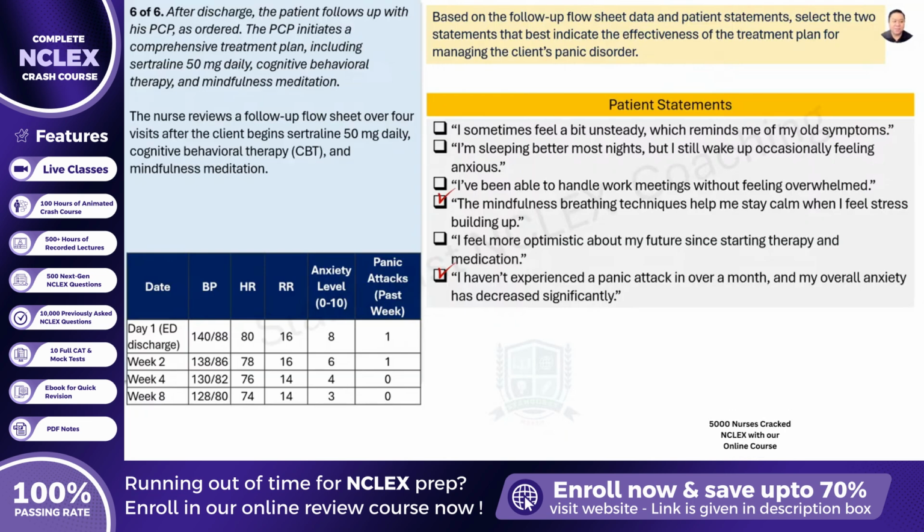All right. If you selected, "I'm sleeping better most nights, but I still wake up occasionally feeling anxious," this is incorrect because, of course, this only shows partial improvement. The patient still has episodes of nocturnal anxiety, which implies the treatment plan is not fully controlling the symptoms yet. And remember that sleep improvement is a secondary benefit. It's not a primary treatment outcome.